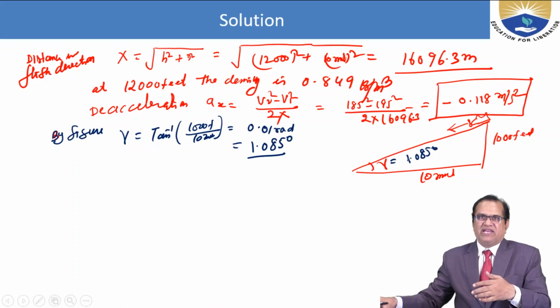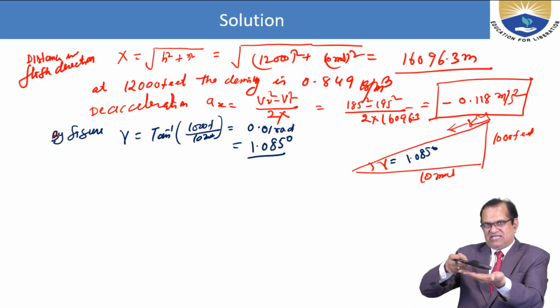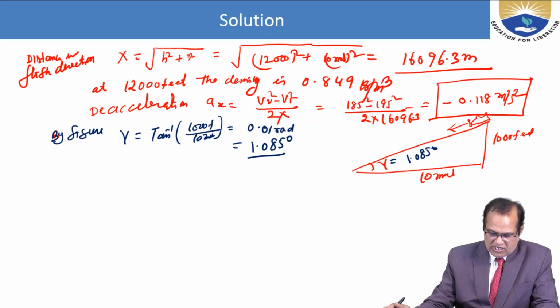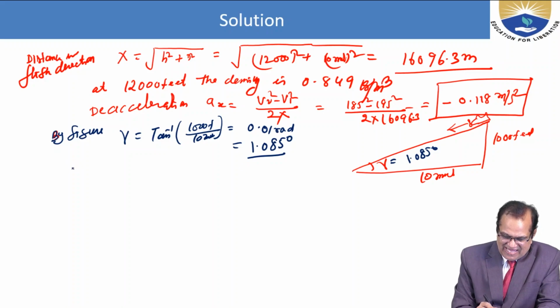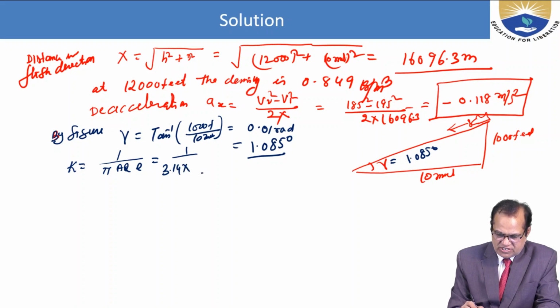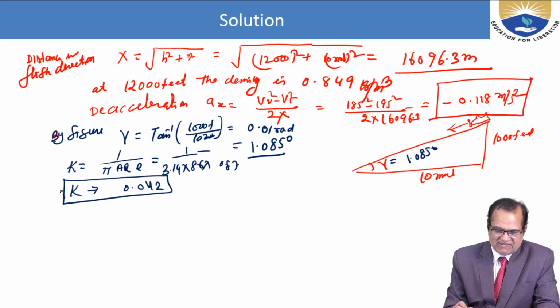So your aircraft is at a very small angle. It is going like this, very small angle. It is nearly 1 degree. Now we have to find out the factor K, and we know that K is equal to 1 by pi aspect ratio into E. 1 by 3.14, aspect ratio is 8.6 and E is equal to 0.87. So K we are going to get is equal to 0.042. So we got the K.